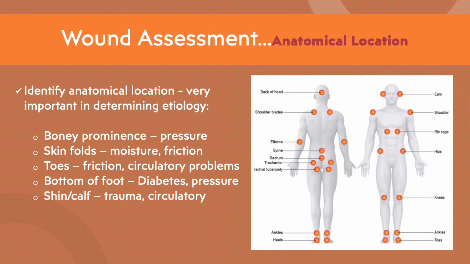After obtaining a complete history of the patient and assessing risks, the next step would be to identify the anatomical location of the wound, which is very important in determining the etiology of the wound. A wound on the bony prominence could indicate pressure. A wound in the skin folds could indicate moisture or friction. Wounds on the toes indicate friction, circulatory problems. Wounds on the bottom of the foot could indicate diabetic ulcers or pressure. A wound on the shin or calf could indicate trauma or circulatory problems.